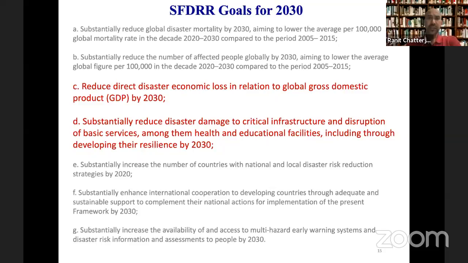Two major areas where the private sector has a very important role are in reducing disaster losses, and economic losses in relation to global gross domestic product. And while I say that, the role of the MSMEs is very important, because at the national or regional level, the contribution of the bigger companies might be a lot, but when it comes to the local economy, that's where the local MSMEs play a very important role.